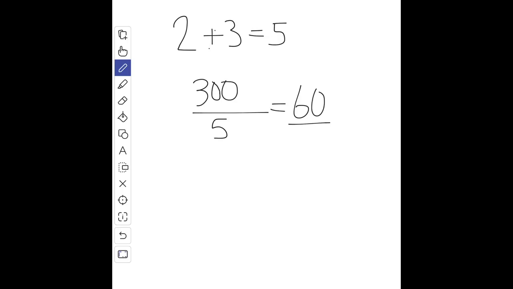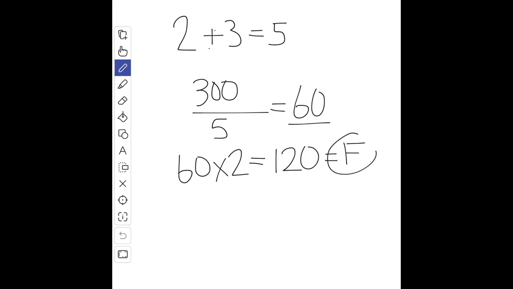So our next step is to work out how much Fred gets. So Fred gets 2 parts of the 5 of the 300. So if one part is 60, we can times 60 by 2, which gives us 120, which is 2 parts, which is how much Fred gets. So we'll put F for Fred.